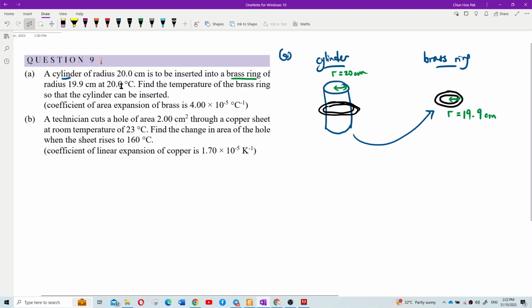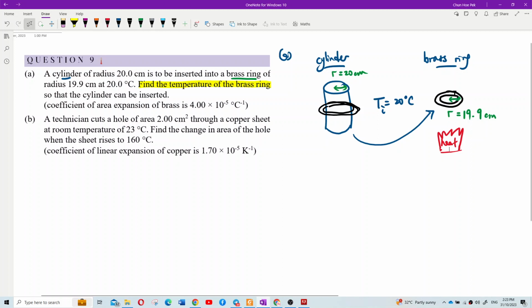Now the temperature is 20 degrees Celsius for radius 20 cm and radius 19.9 cm. So this is the initial temperature, 20 degrees Celsius, for both. Now what is the temperature? Read carefully. He said find the temperature of the brass ring so that the cylinder can be inserted. That means the brass ring is being heated. Correct or not?